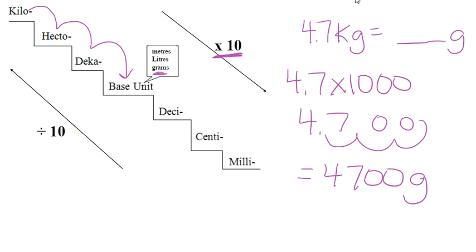So those are just 2 examples of how we convert within the metric system. So it's always important to find out what unit we're starting with, what unit our goal is, count the steps, be careful whether you're going down the steps or up the steps, and then we're either multiplying or dividing. So down the steps we're multiplying, up the steps we're dividing. And yeah, so that's how we convert within the metric system.